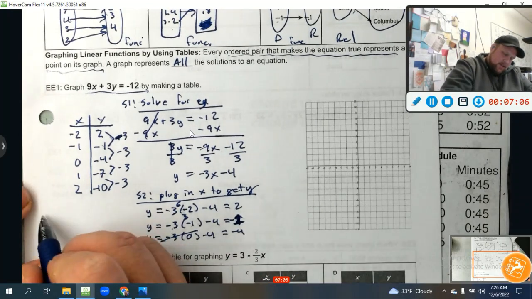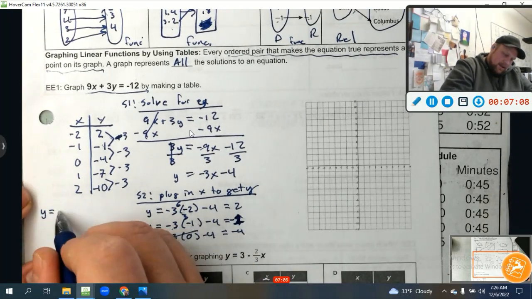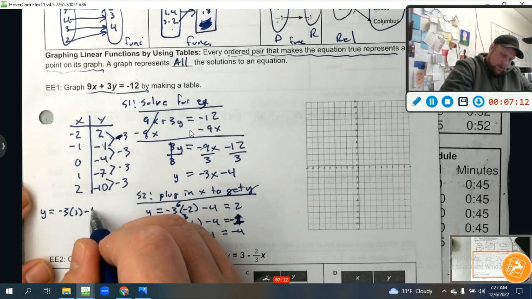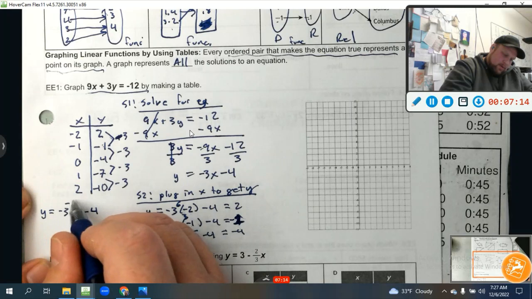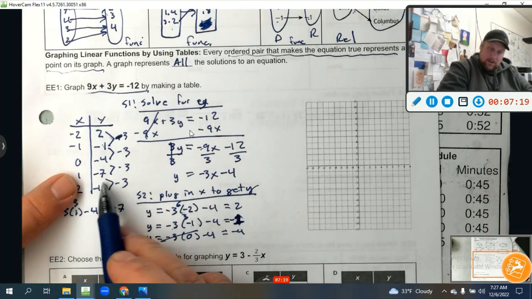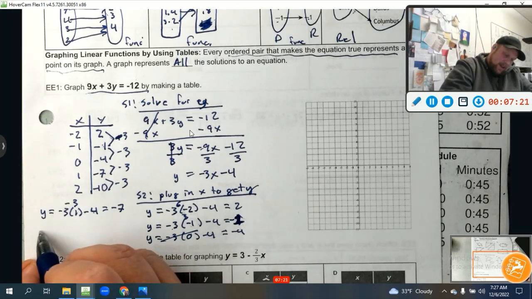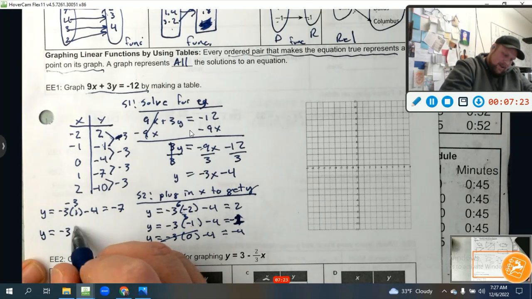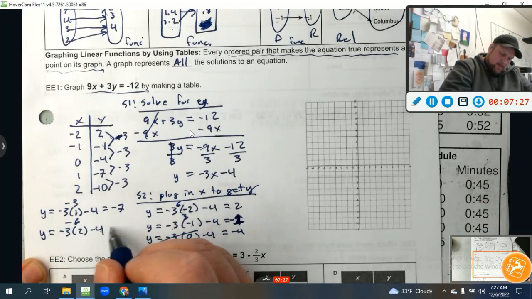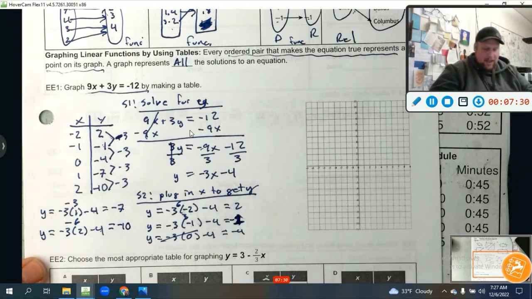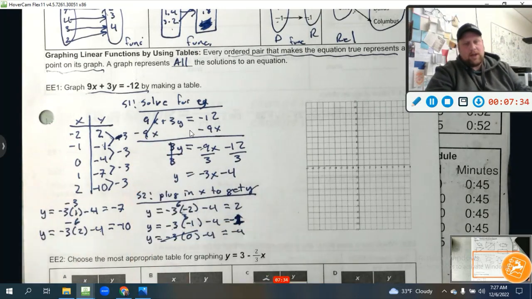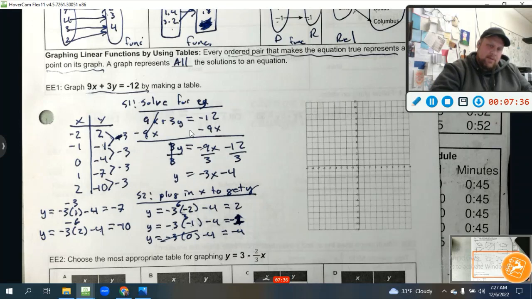Okay? So I'm going to have y equals negative 3 times 1 minus 4. Negative 3 times 1 is negative 3. Negative 3 minus 4 is negative 7. Certainly looks to work. Let's try it again. y equals negative 3 times 2 minus 4. It's going to be negative 6 minus 4 equals negative 10. Look at that. So I was able to use the pattern to predict future values. You can use that to help yourself fill out tables.